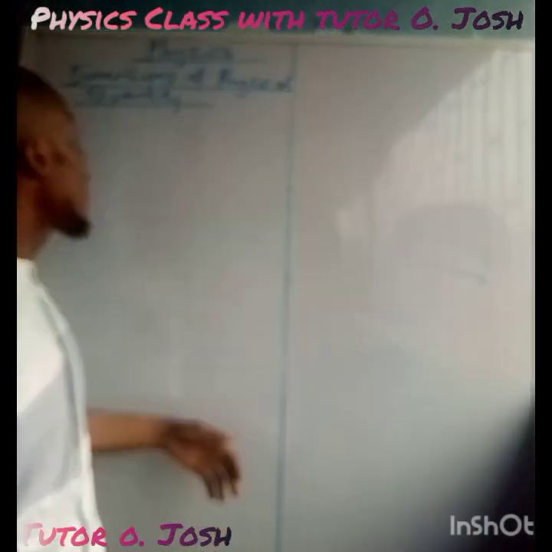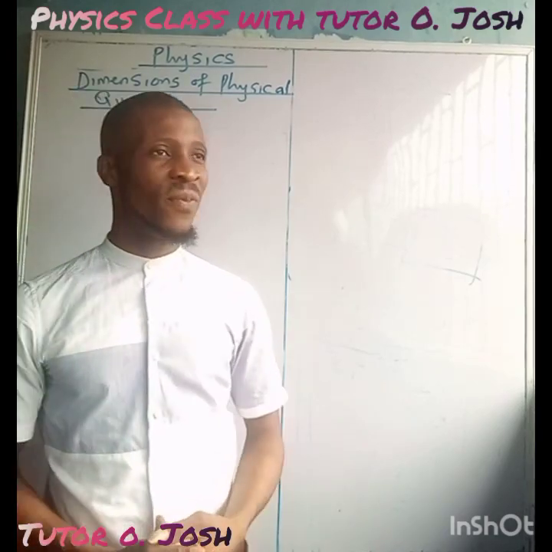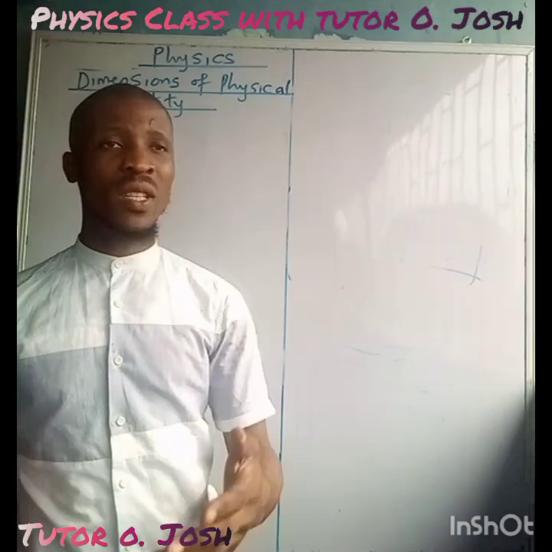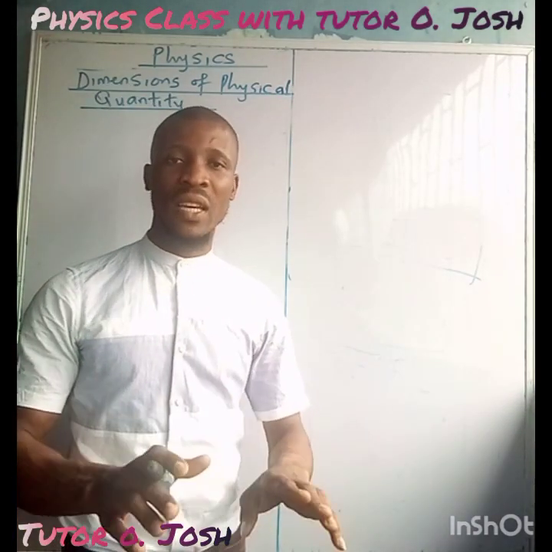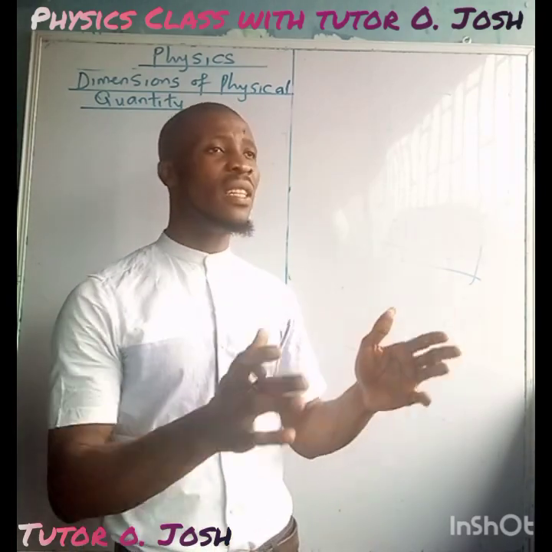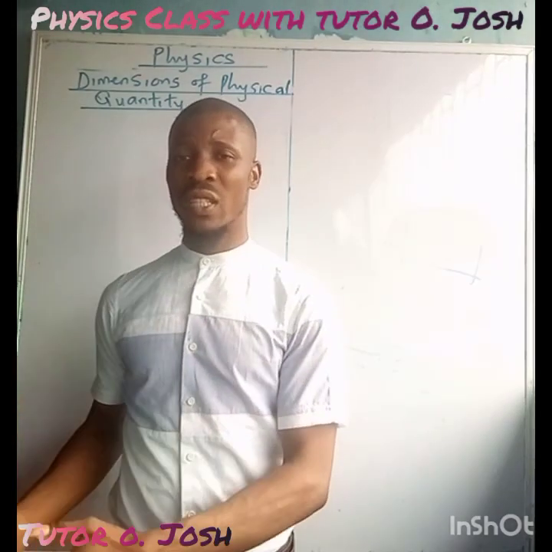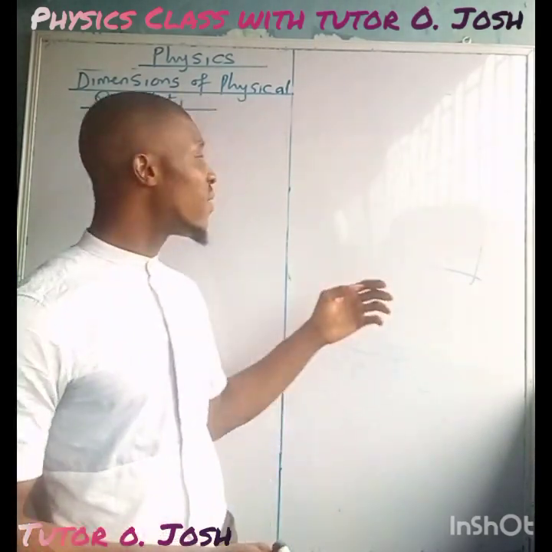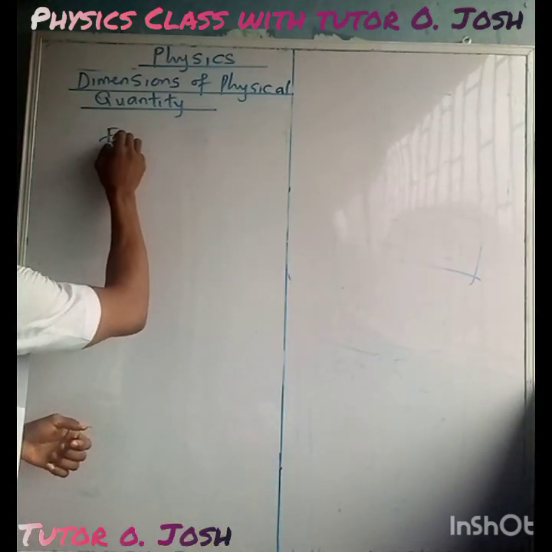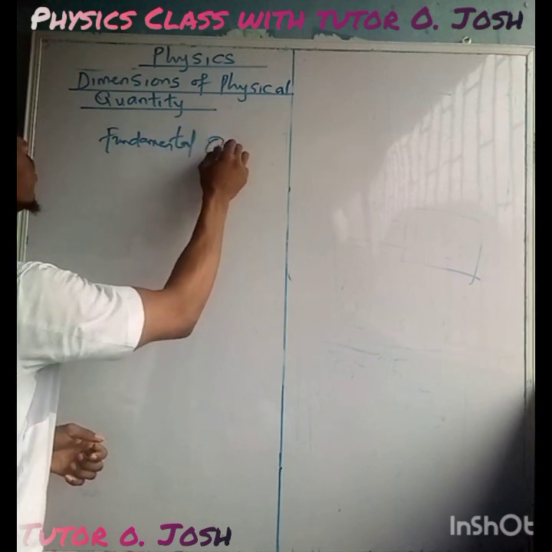So in today's class we are discussing dimensions of physical quantity. As we all know, in physics, we have the fundamental quantity and we have the derived quantity. The fundamental quantity is the basic quantity that gives the standard unit of measurement, and the derived quantity is the quantity obtained from fundamental quantities in the form of combinations. Let's first talk about fundamental quantities.